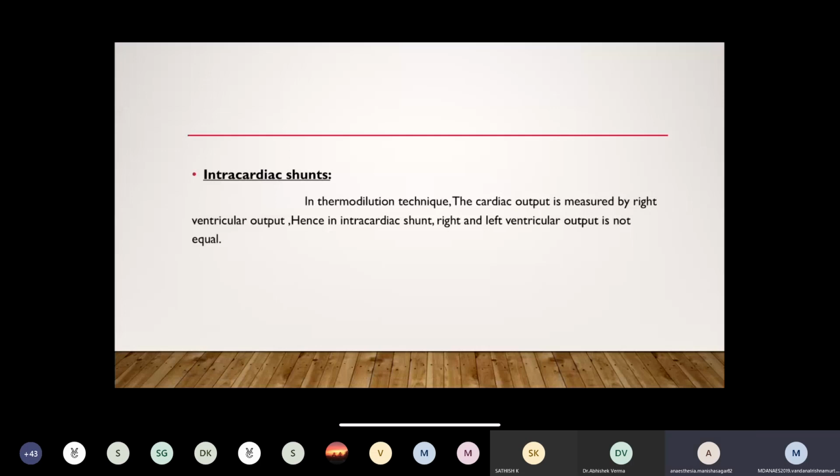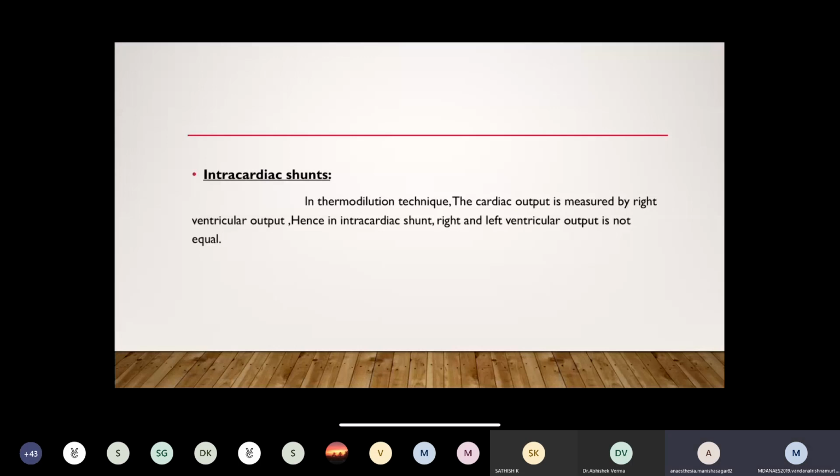Ma'am, in thermodilution, we measure the right side only. If there is a right to left shunt, then the cardiac output which we measure will be overestimated, but actually the cardiac output will be less. But in case of left to right shunt, the cardiac output we measure will be underestimated, but the actual cardiac output will be more.